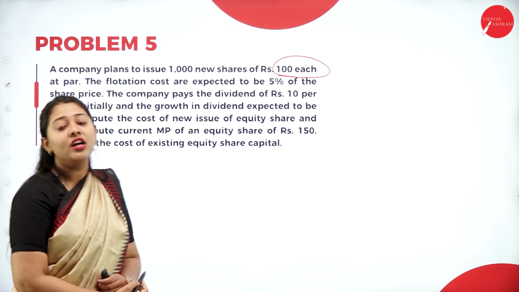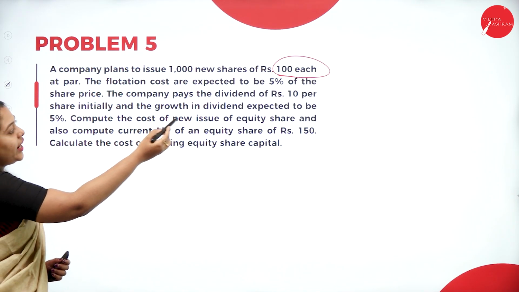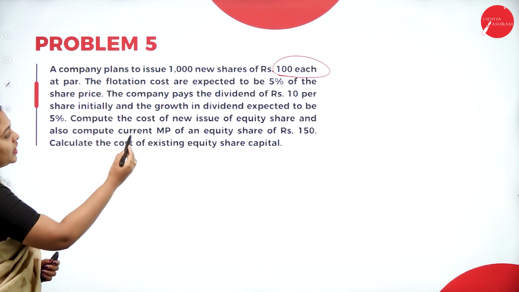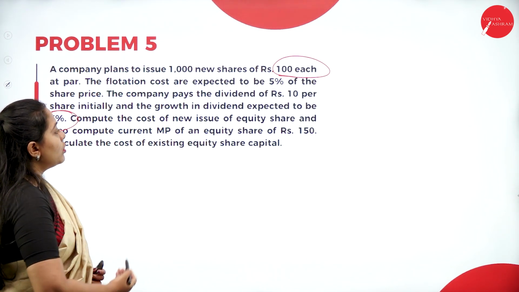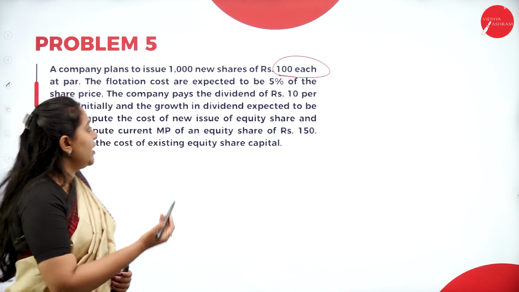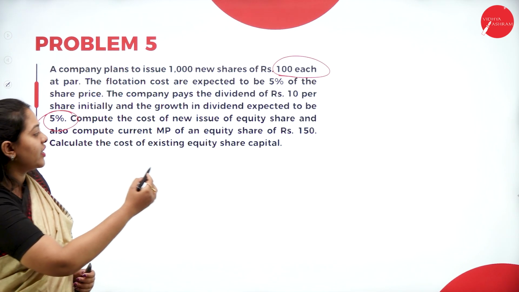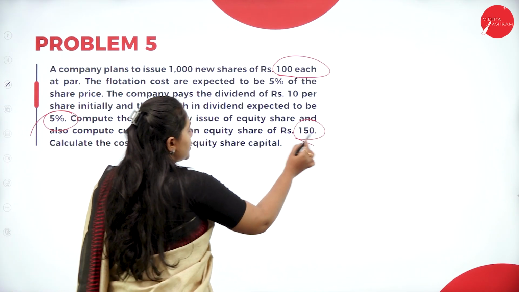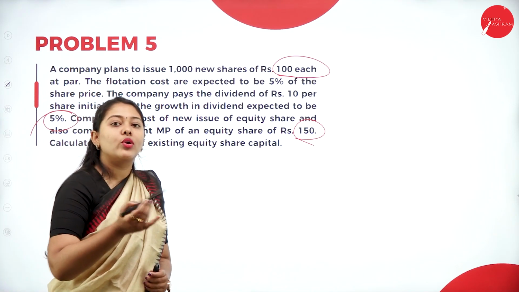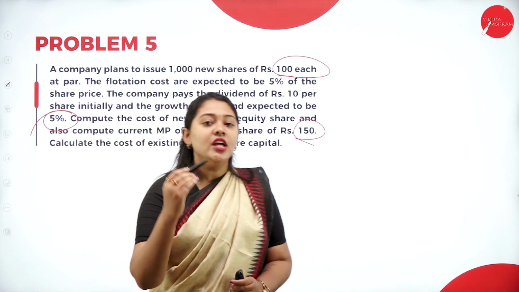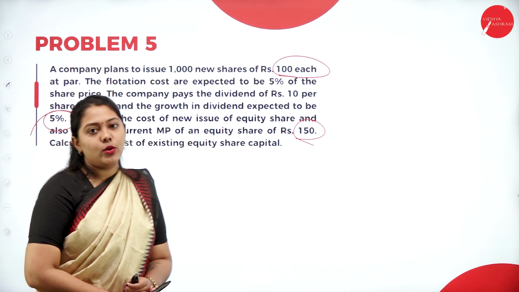So they are incurring flotation cost. The company pays the dividend of 10 per share initially, and the growth is expected to be 5%. Compute the cost of new equity shares and also compute the current market price. The market price is also given, as well as the issue value. So you have to calculate for both and check out the difference. Calculate the cost of existing equity capital.